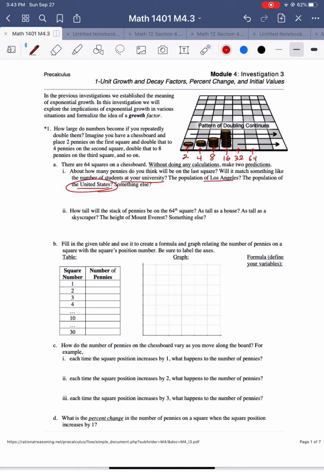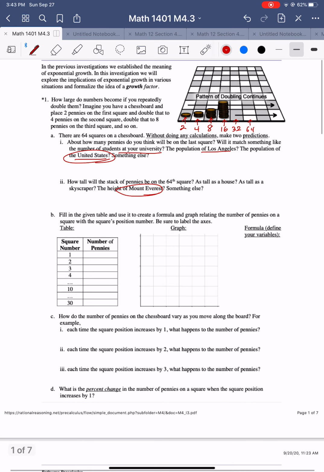Okay, and then number two, how tall will the stack of pennies be on the 64th square? As tall as a house, as tall as a skyscraper, the height of Mount Everest, or something else. Well, let's see. I'm just going to guess Mount Everest. Okay, so we'll see. All right.